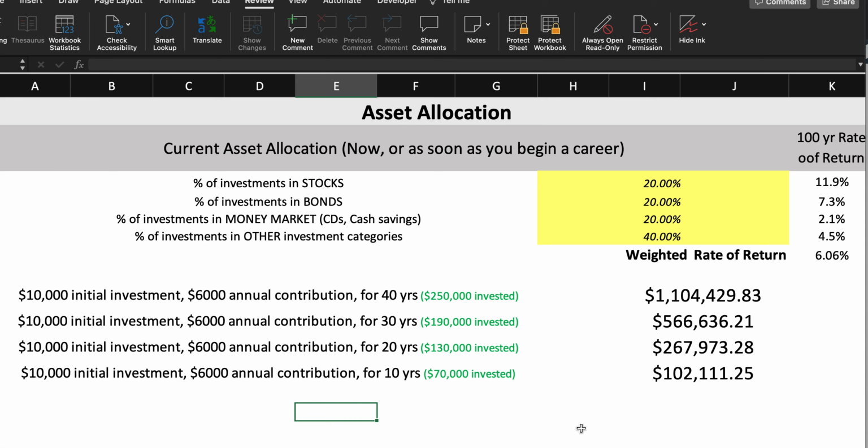Hi, personal finance students. In this assignment this week, we were asked to select specific investments. Many of you did a really good job selecting specific investments. But then at the top, you would select your asset allocation, which is the percent of your money that you want in stocks, in bonds, money market, or other investments.